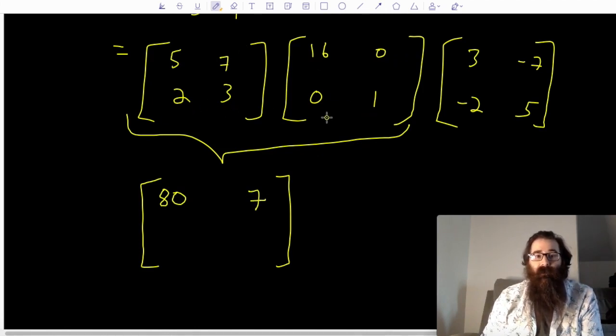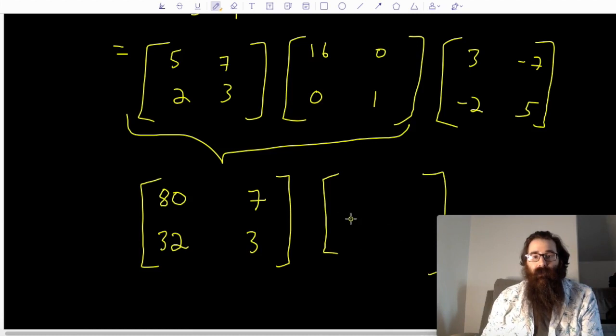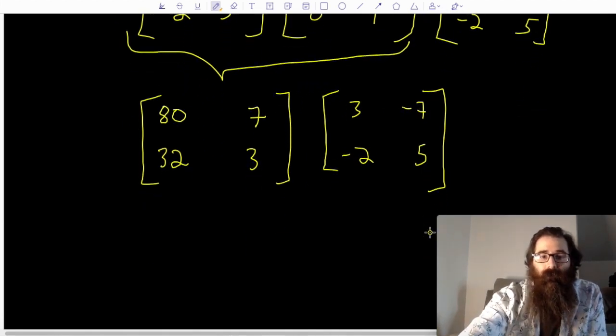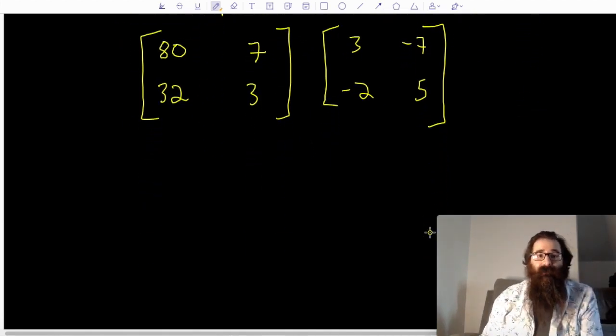Move down through the second row back to the first column. 2 times 16 plus 3 times 0 gives me 32 plus 0, or 32. And then very last, 2 times 0 plus 3 times 1 gives me 3. But I still have to multiply, and it's still on this right side. I still have to multiply by P inverse. So just a bit more to go with this.